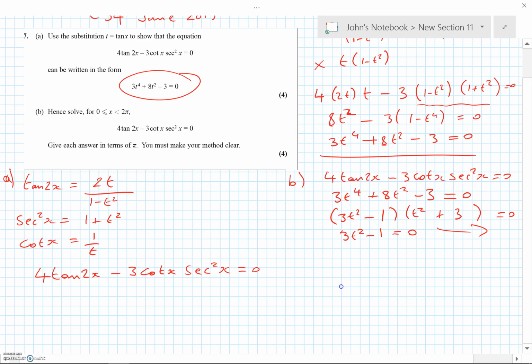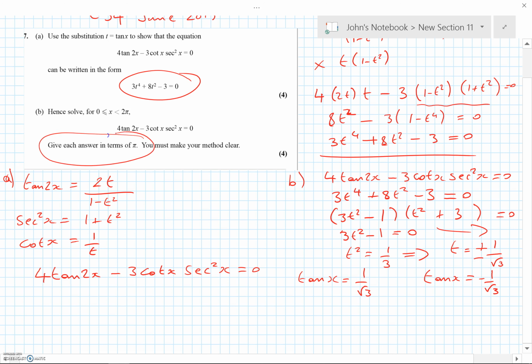What a lot of people did though at this stage was they got to t squared is equal to 1 over 3 and just said that therefore t was equal to 1 over the square root of 3, and thereby lost some solutions because of course it's plus or minus 1 over the square root of 3. So we're solving two equations. Tan x is equal to 1 over the square root of 3, and tan x equals minus 1 over the square root of 3.